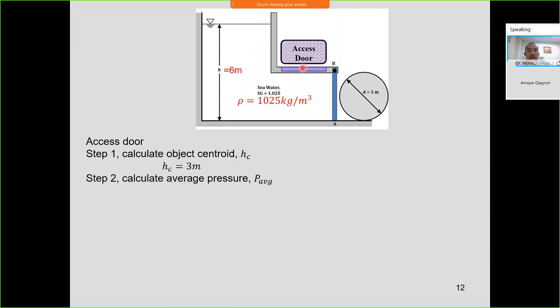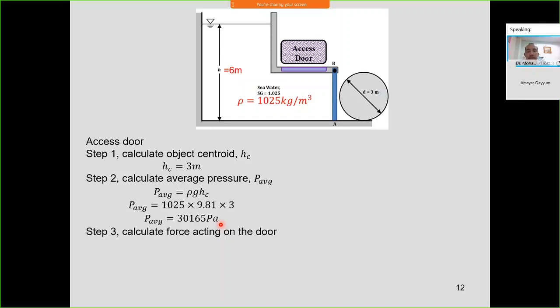Okay, go to the second step, calculate the average pressure. P average equal to rho G HC, and you already know the rho is 1035, G is 9.81, and HC is 3. So you got the P average is 30,165 Pascal.